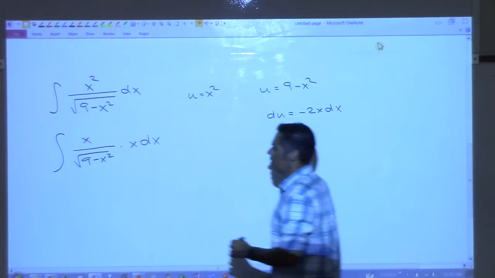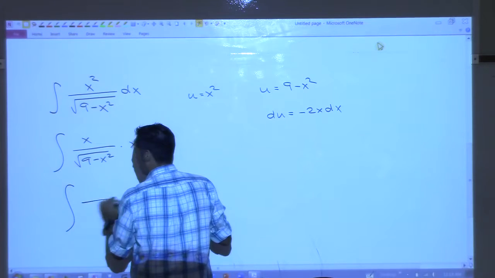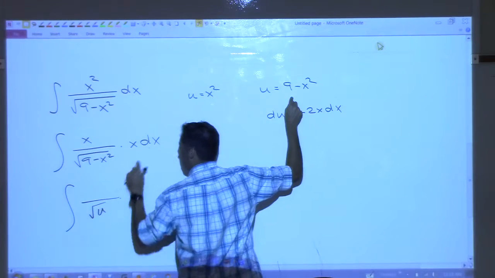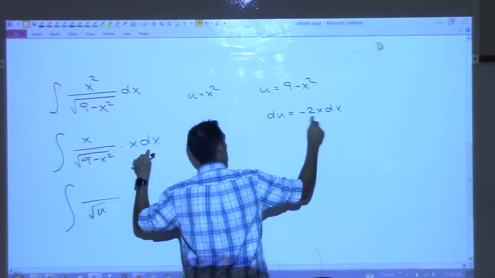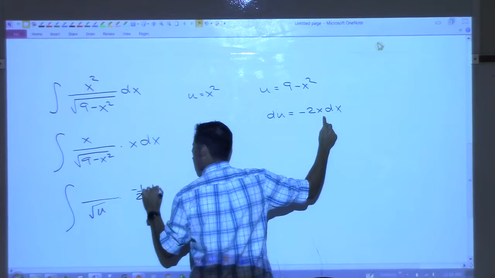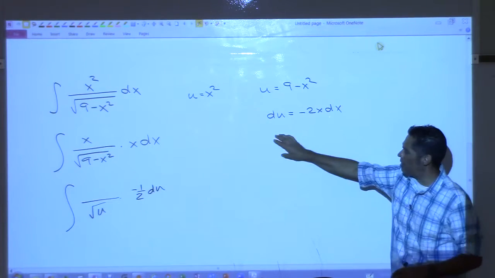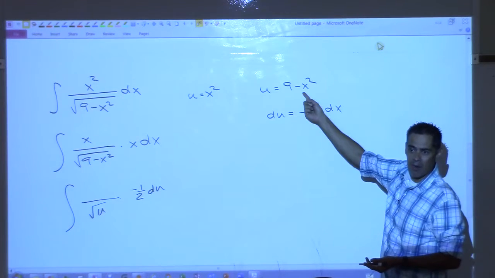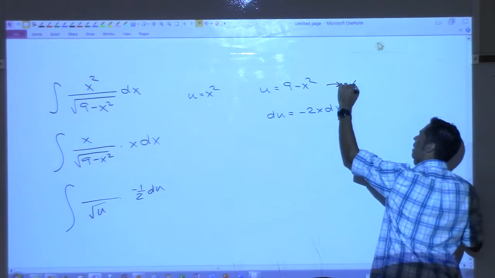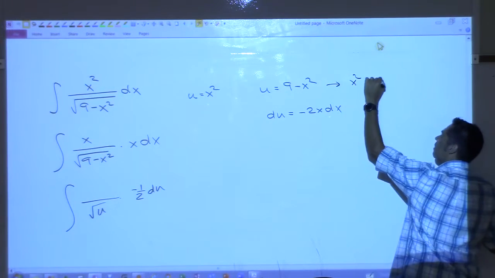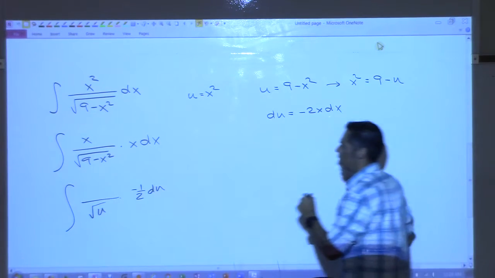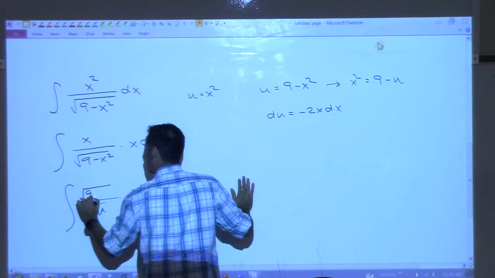Here's the problem, though. If I were to rewrite this, I know that the bottom would become what? If I'm using this one, the bottom would be root u, right? The x dx would become negative a half du. That's just taking this and solving for x dx. But what would the x become? We'd have to solve that for x. So now if we solve that for x, we're going to get x squared equals, let me move things over, 9 minus u. And then square root. So we're going to wind up getting the square root of 9 minus u.